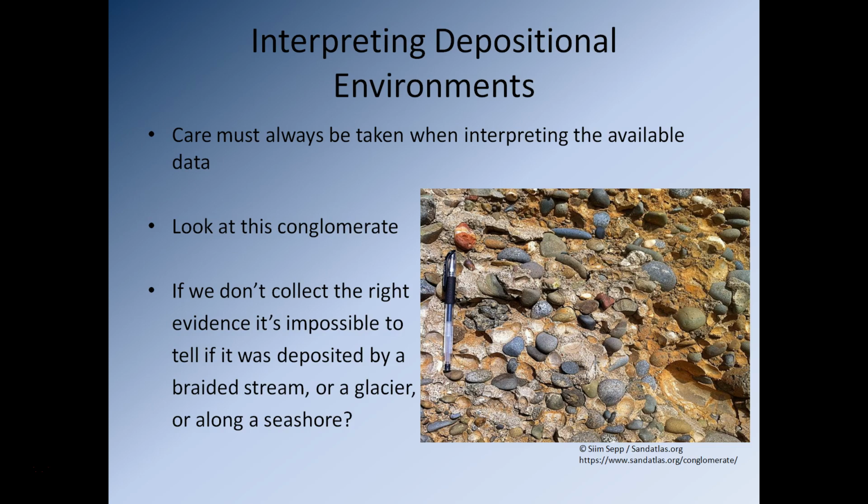So now we need to think about how we actually interpret depositional environments. So geologists must always take care when interpreting using the available data. So let's look at this conglomerate. We can see a picture right here. So if we don't collect the right evidence, it's impossible to tell if this conglomerate was deposited by a braided river or a glacier, or maybe this conglomerate represents some kind of beach deposit in a very, very energetic beach environment.